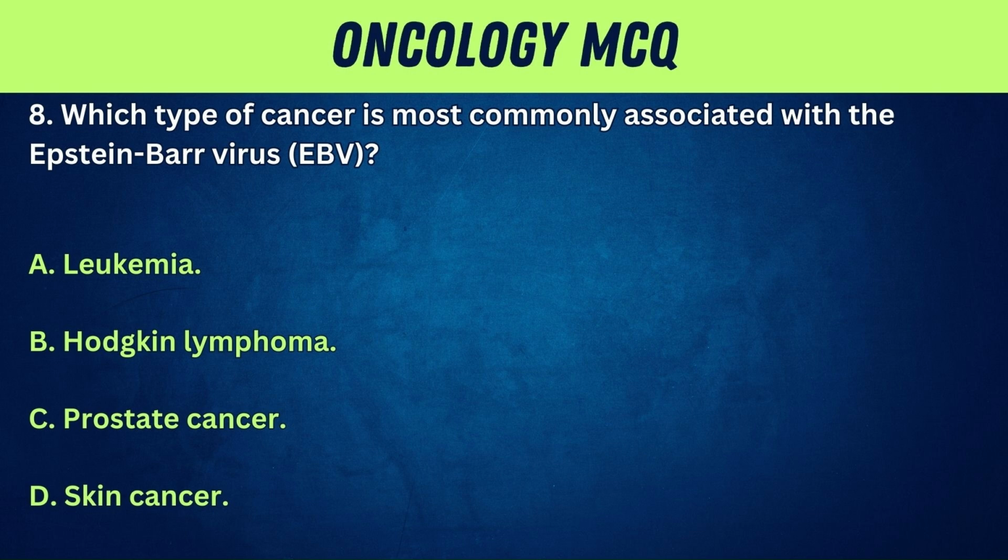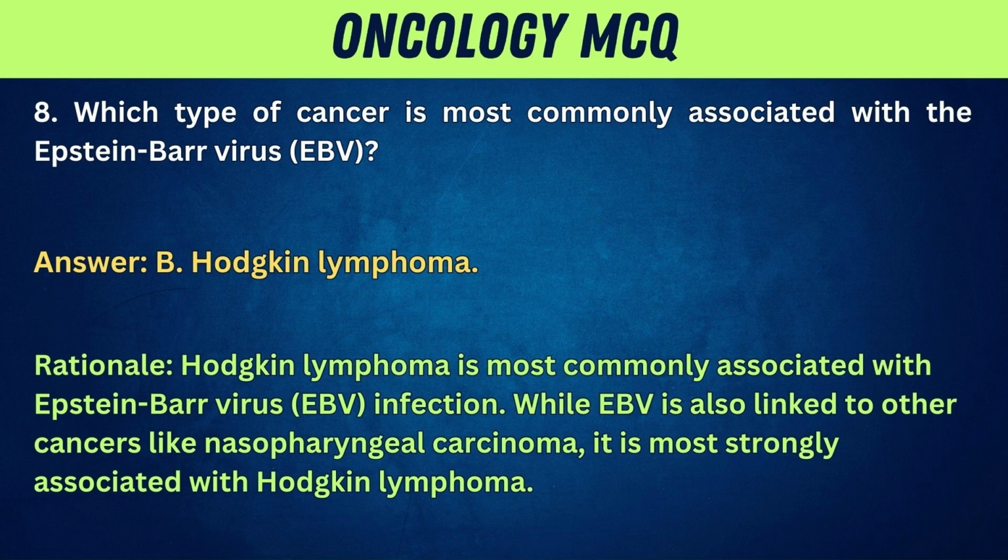8. Which type of cancer is most commonly associated with the Epstein-Barr virus, EBV? A. Leukemia. B. Hodgkin lymphoma. C. Prostate cancer. D. Skin cancer. Answer: B. Hodgkin lymphoma. Rationale: Hodgkin lymphoma is most commonly associated with Epstein-Barr virus, EBV, infection. While EBV is also linked to other cancers like nasopharyngeal carcinoma, it is most strongly associated with Hodgkin lymphoma.